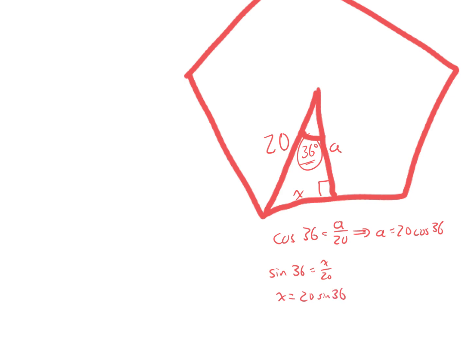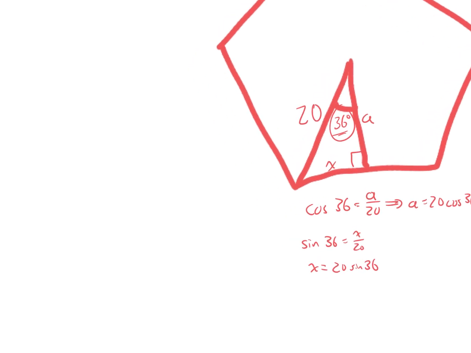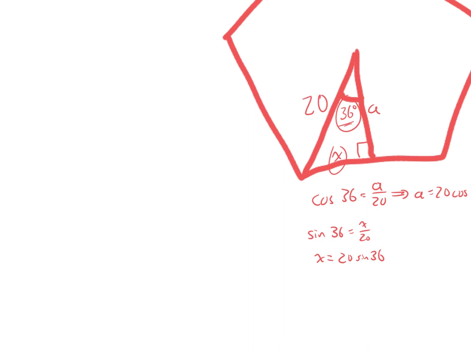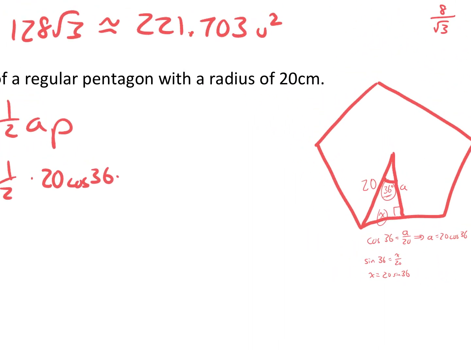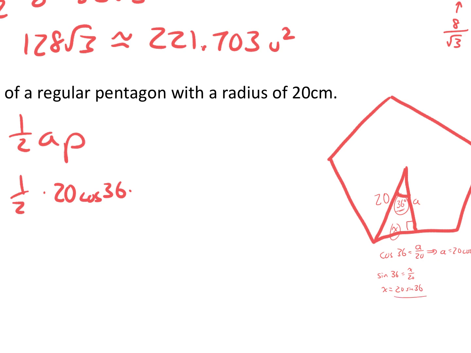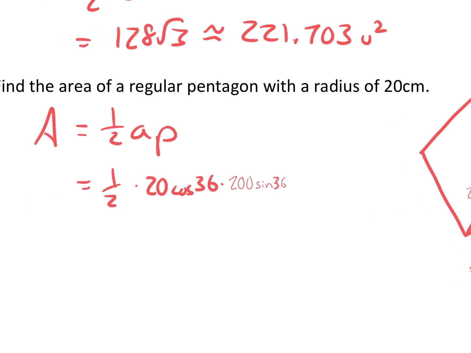Okay, so that's x. The perimeter is actually 10 of these, because that's half a side. So the perimeter is actually 200 times sine 36. Let me rearrange this so things are a little bit nicer, or simplify this first. 200 times half is 100, times 20 is 2,000.